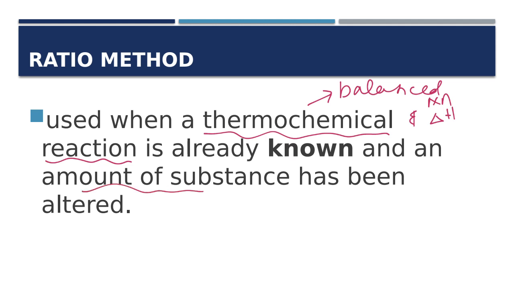So maybe we're going to change the amount of a reactant or a product, or maybe we want to get a new enthalpy value, a bigger enthalpy value. So then how much of a reactant or a product do we need? And then we're going to compare the two. This is very similar in concept to using mole ratios, as you'll see in a second.